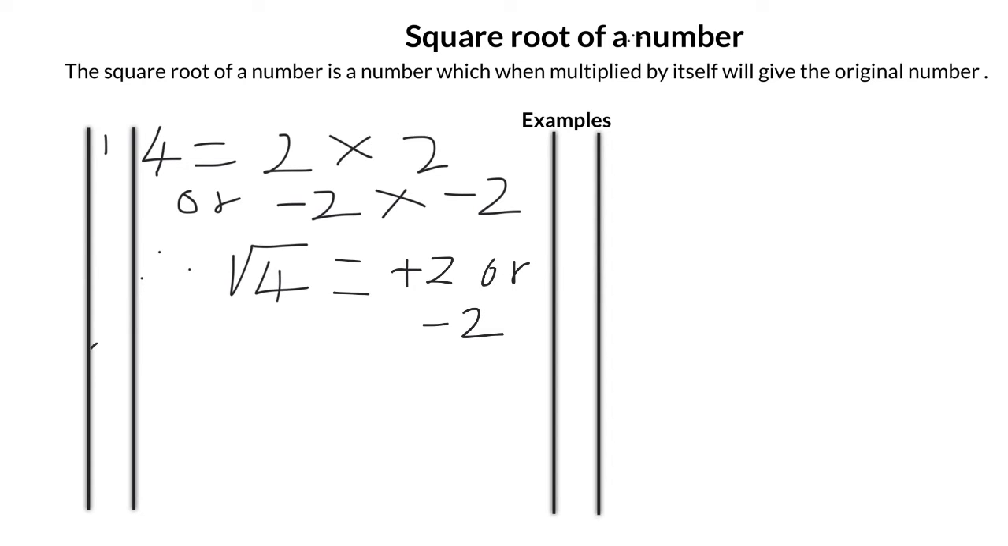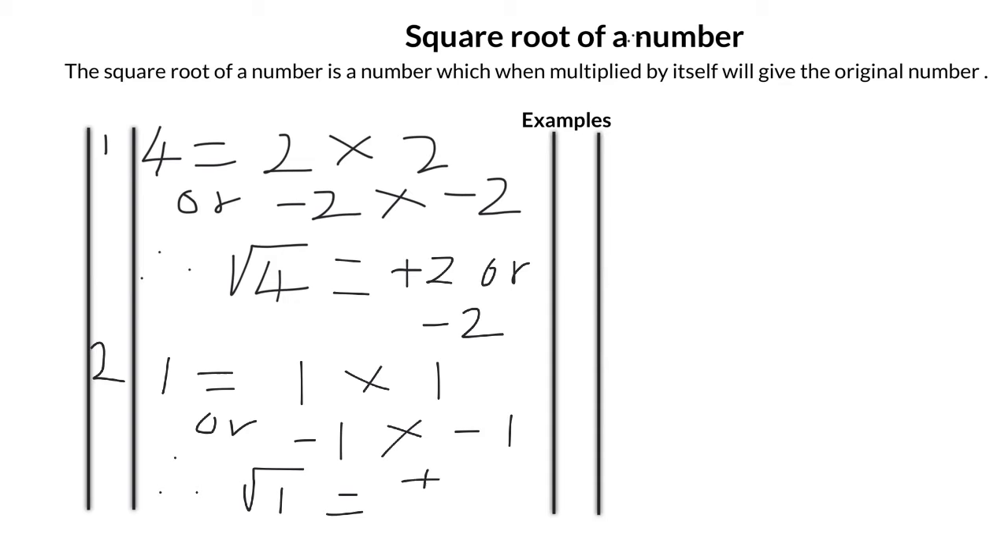Example 2. 1 is equal to 1 times 1, or minus 1 times minus 1. Therefore, square root of 1 is equal to plus or minus 1.